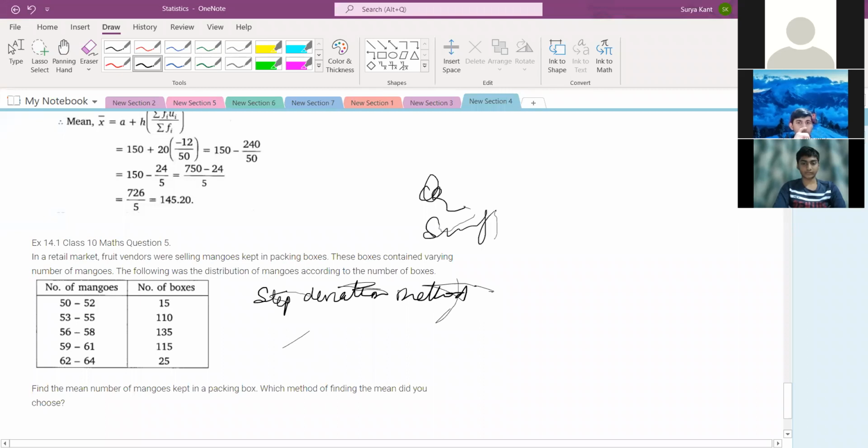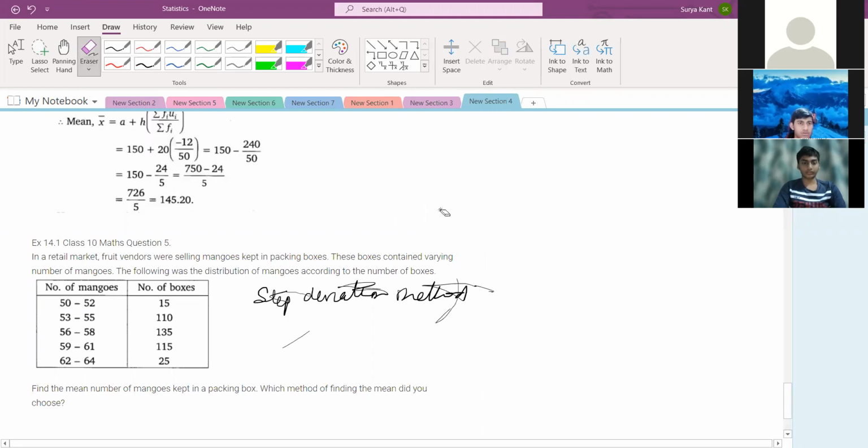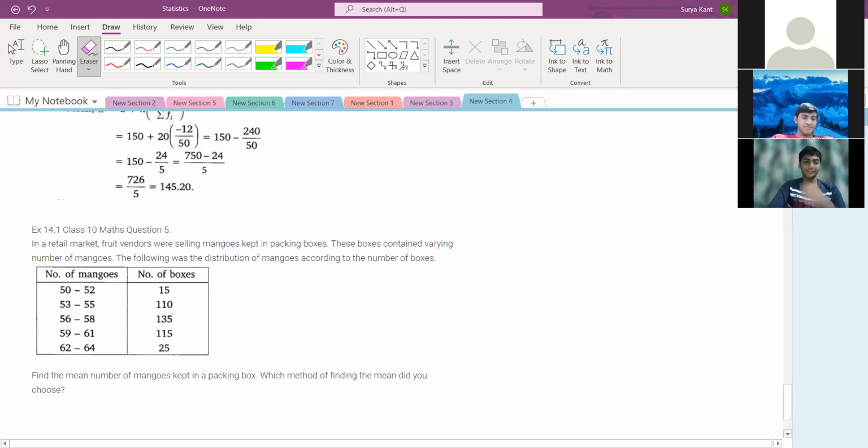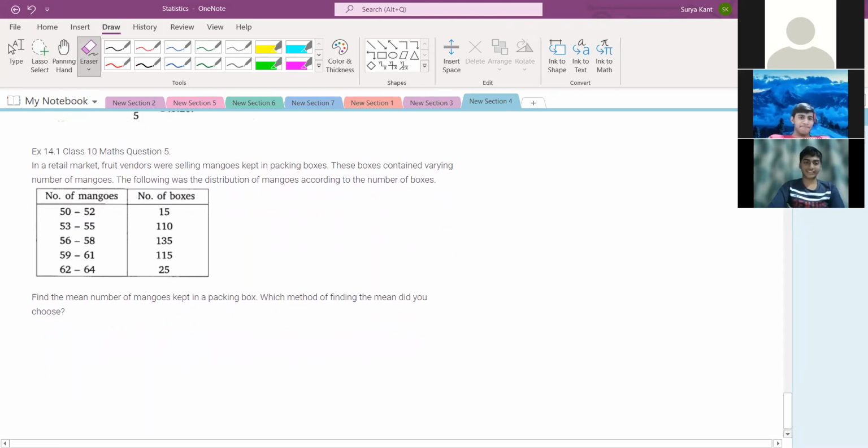Sir, I am getting 57.19. Did you use a calculator? Yeah, sir, I used a calculator. Don't use a calculator, otherwise it will become an exam problem. You will make mistakes. So many mistakes you make if you're not having practice, and for your competitive examinations, that is very bad.